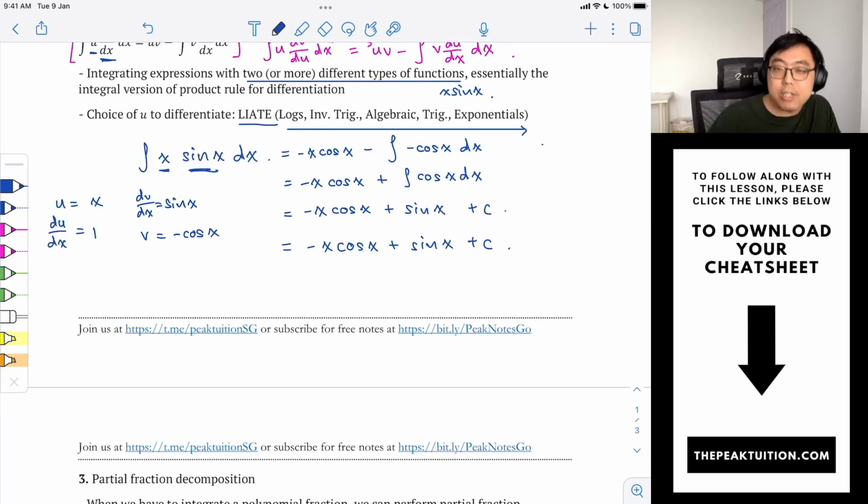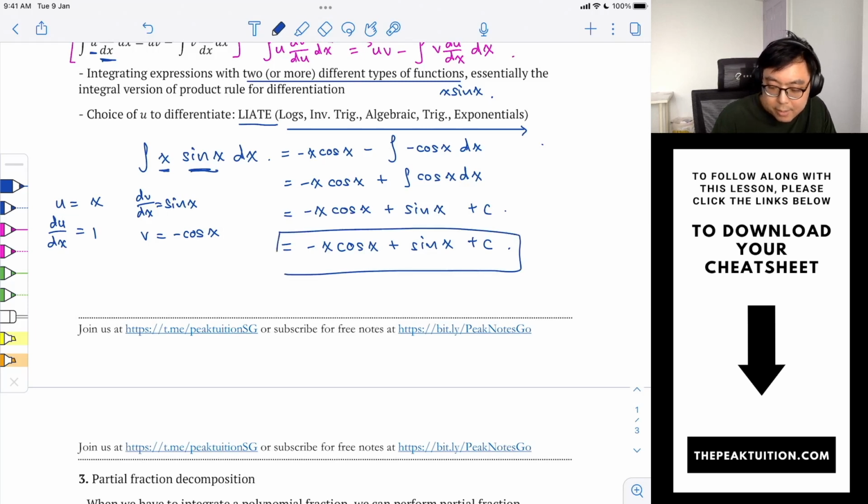Sometimes it is not immediately straightforward. You may not necessarily get a nice term like this. So one example I could immediately think of would be something like e to the power of x sine x. That will be more complicated, where here your u will be sine x, du/dx will be cosine x, dv/dx is e to the power of x, and v is e to the power of x, right?